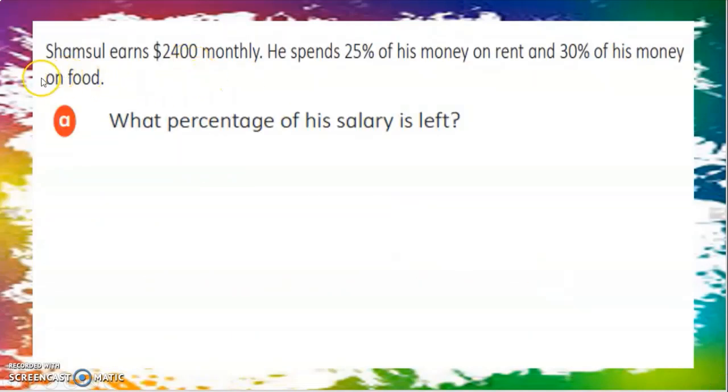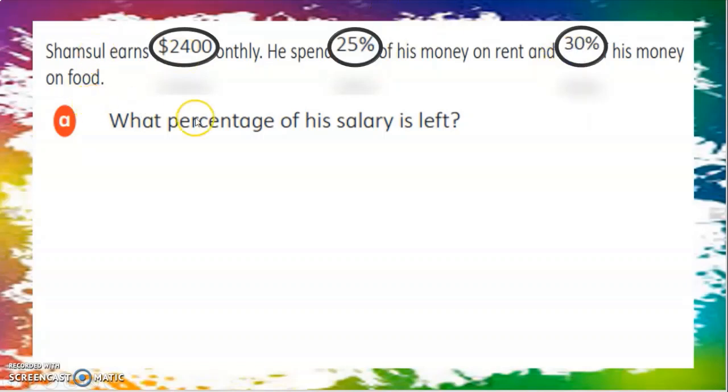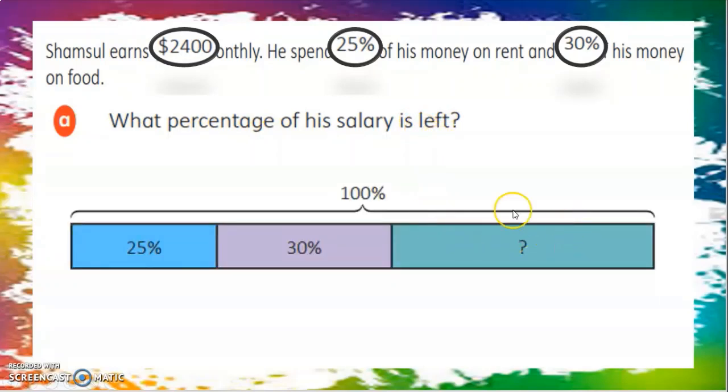For example, Shamsul earns $2,400 monthly. He spends 25% of his money on rent and 30% of his money on food. What percentage of his salary is left? Okay, so we have important information here, $2,400, 25% and 30%. So the first question is the percentage, how much money left. So if we're going to draw a model, we have here 100%. This is to spend 25% and 30%.